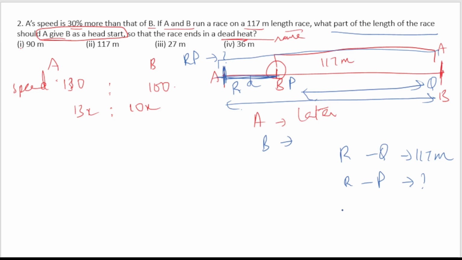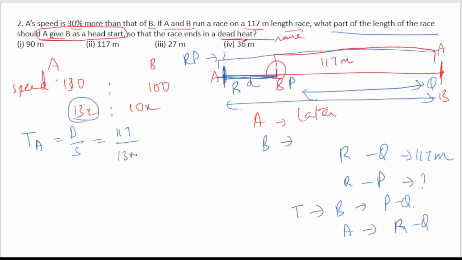R to P length is what? And the time taken by B to travel from P to Q is the same as the time taken by A to travel from R to Q. Right? Now we will find out the time taken by A. Time is equal to distance divided by speed. Distance traveled by A is 117, divided by speed. Speed of A is 13x.